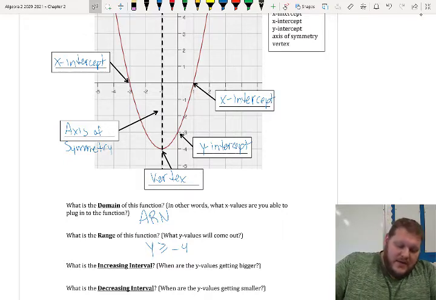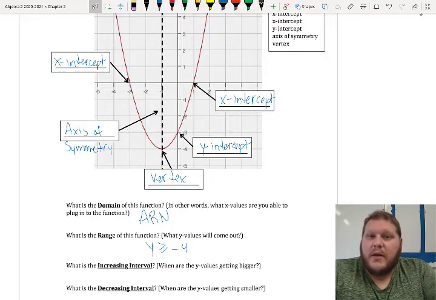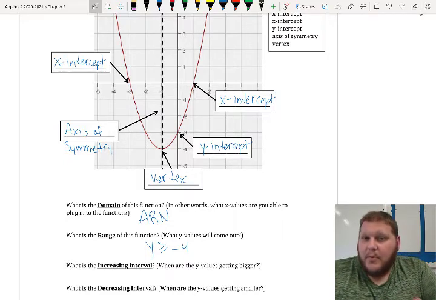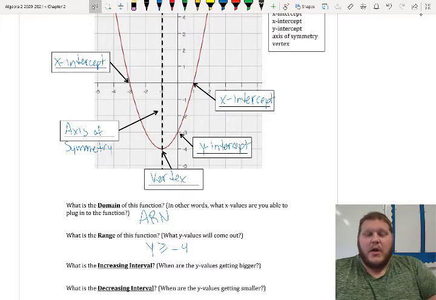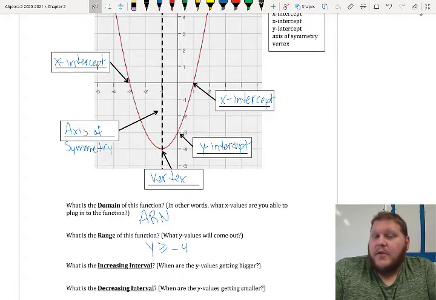So in this, the way that I would characterize this, we have different places where as you move from left to right in my graph, my outputs, my y values, are either going to be going up or they're going to be going down. So anywhere as I move left to right where my y values get bigger the further to the right you go would be an interval of increasing.